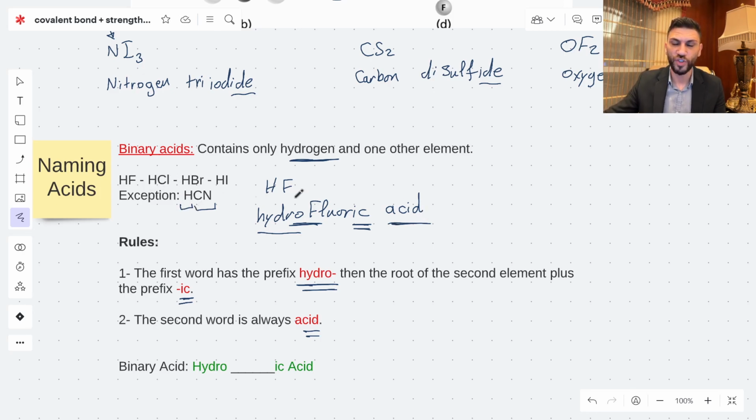Another example, which is the HCl, is going to be hydrochloric acid. I want you guys to try for the HBr and the HI.